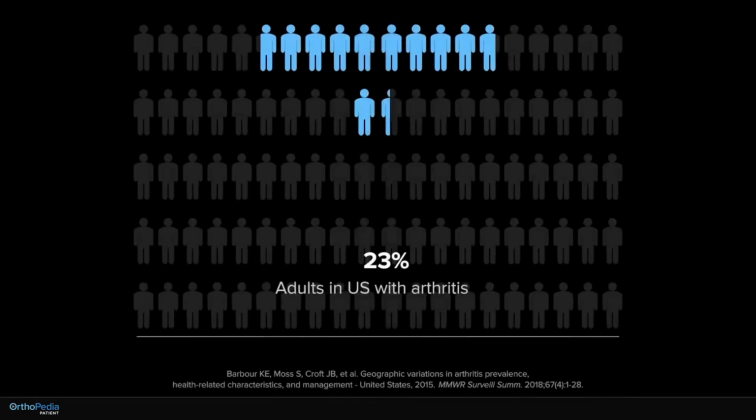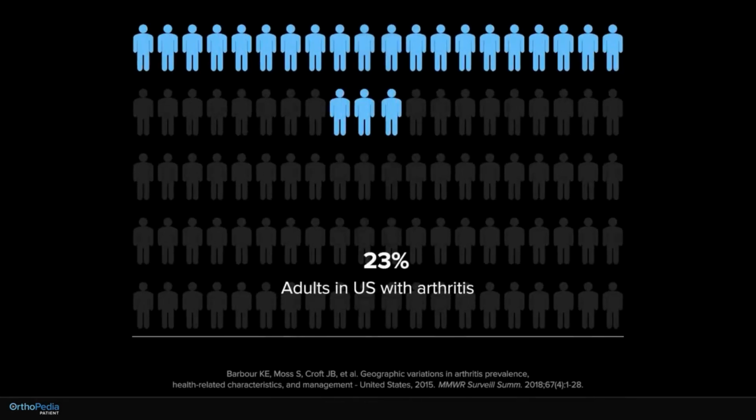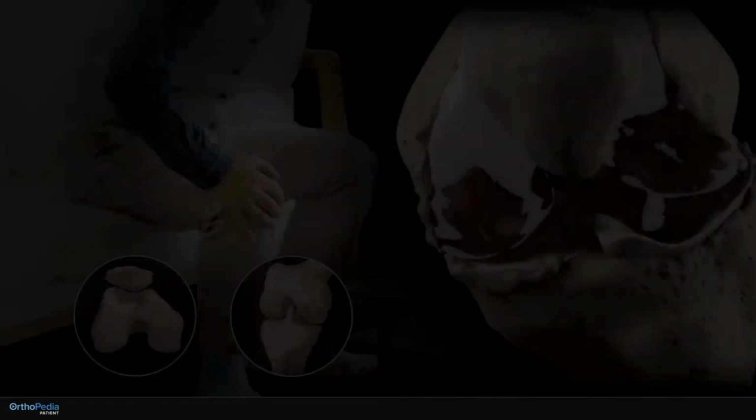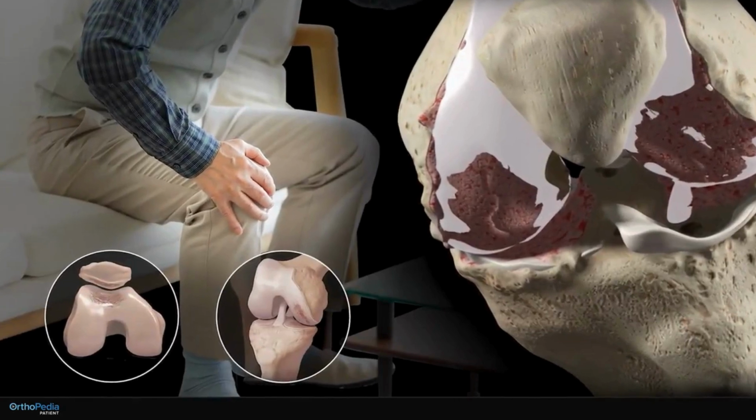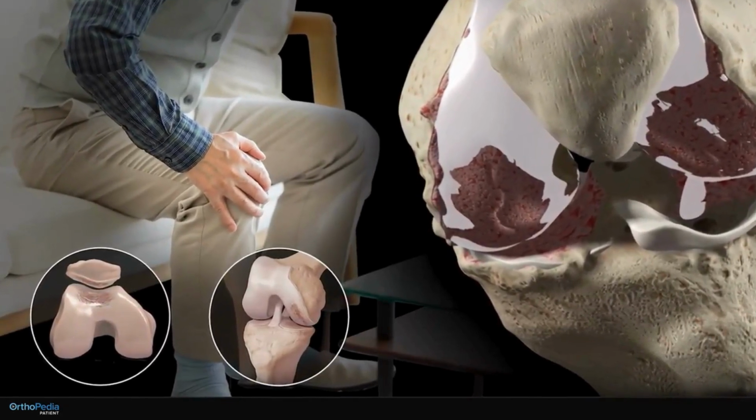Nearly 1 in 4 adults in the United States has some form of arthritis in their joints. Even though the arthritis occurs for different reasons, the bottom line is still the same. The articular cartilage in the joint is damaged and causes pain and sometimes loss of movement.